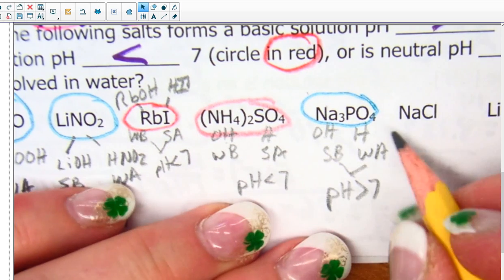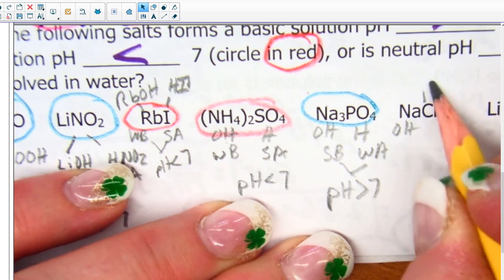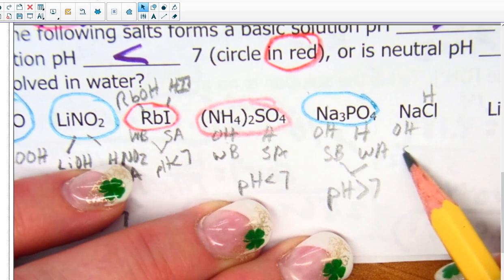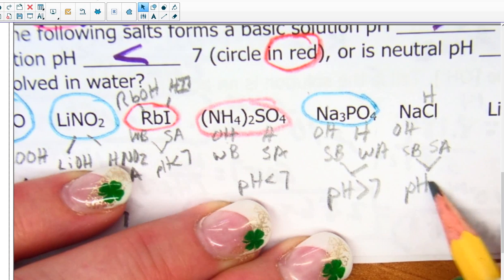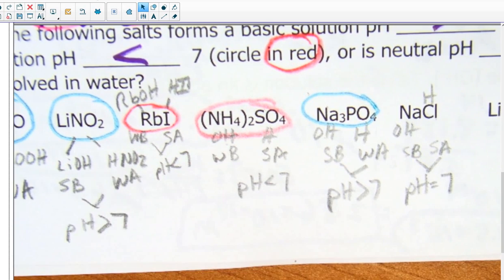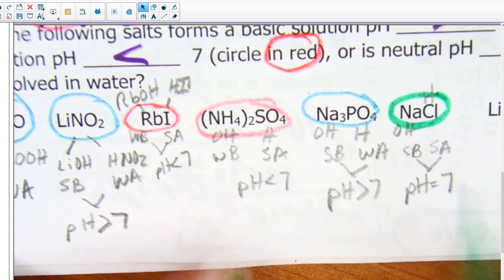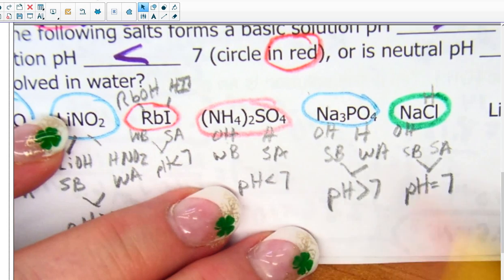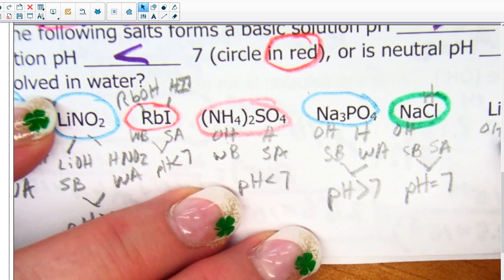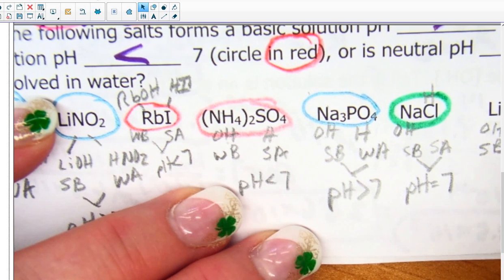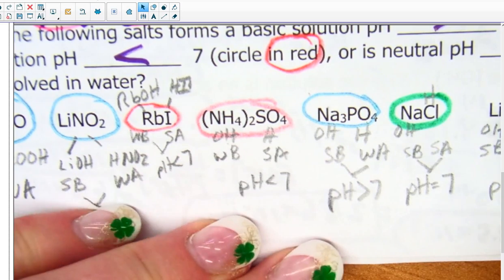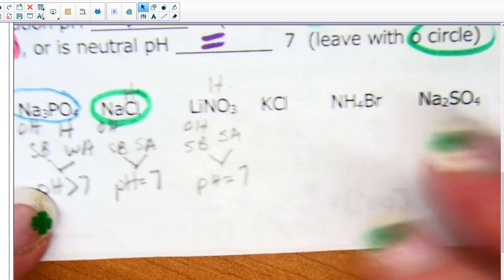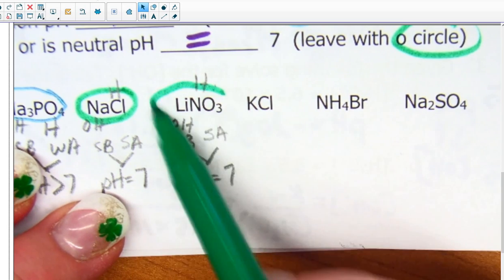Now the next one, if we add Na with OH and H with Cl, we've got a strong base and a strong acid. When we have a strong base and a strong acid, the pH equals 7. That is neutral. So NaCl gets our green neutral. We go to lithium with a hydroxide, which is a strong base. HNO3 is a strong acid. Again, pH is going to equal 7. So we're going to highlight this one in green, sorry, let me slide over.